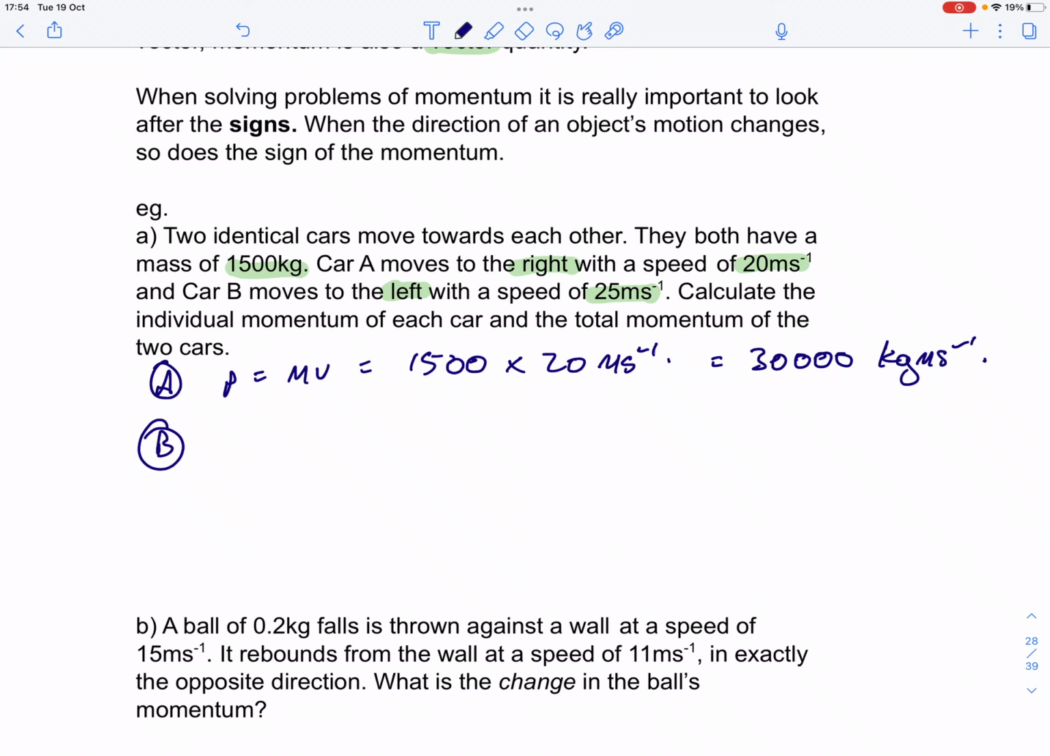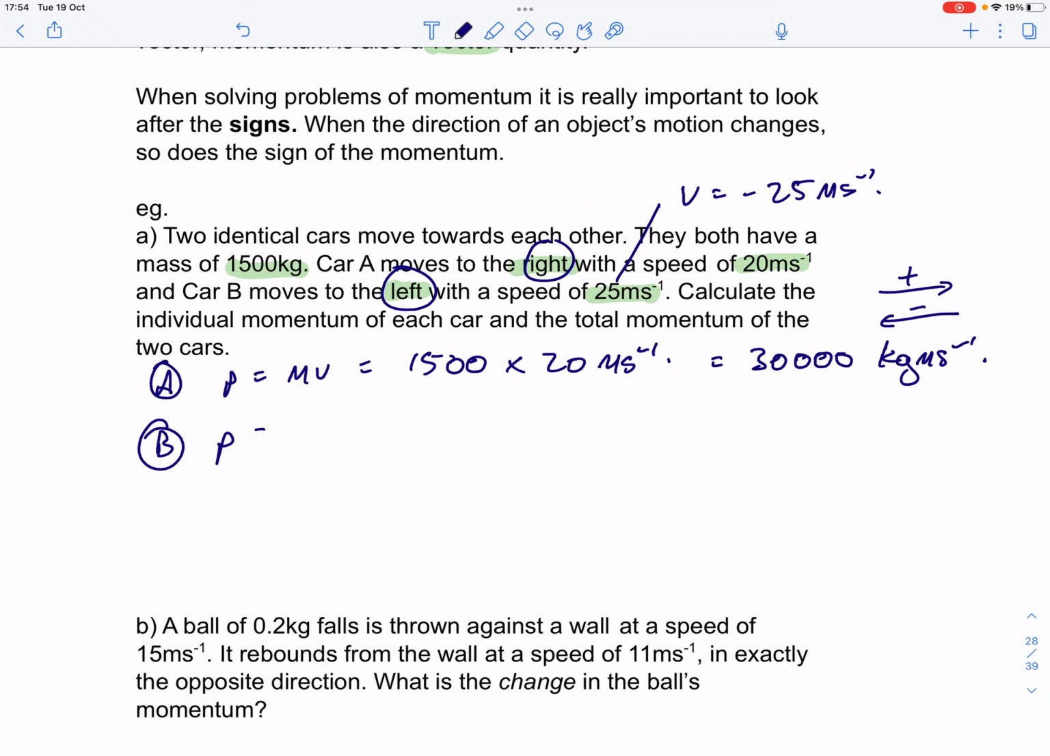But car B is moving in the opposite direction. At this point, it's really important to specify the direction of our signs. Implicitly, we've used plus 20 meters per second for the velocity of car A. So an object going to the right has a positive velocity and therefore a positive momentum. Anything moving to the left, or any vector pointing to the left, must be negative. So with car B, because it's moving to the left with a speed of 25, its velocity is going to be minus 25 meters per second.